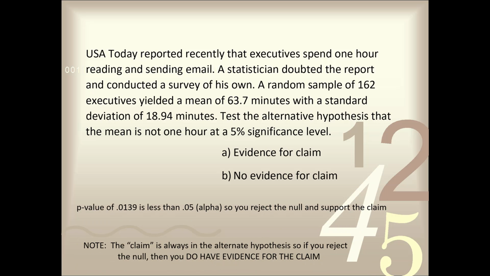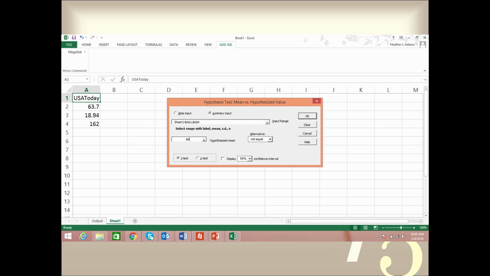And you'll see in Megastat the p-value is actually 0.0139, which is less than alpha. So we will find that we can reject the null, but let's take a look. I'm going to use the summary input because I don't have the raw data, I just have the mean, standard deviation, and sample size. Put the label first, and then 63.7, 18.94 in minutes, and the sample size of 162. And select that input range. Your hypothesized mean that you're trying to disprove is the 60 minutes. Remember, it said 1 hour, but our data was in minutes, so we changed that to 60 minutes.